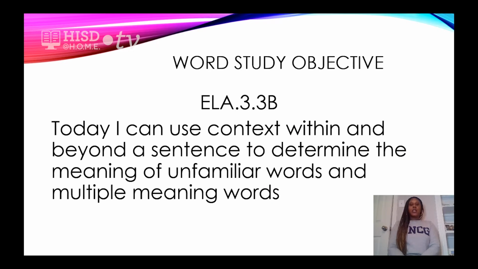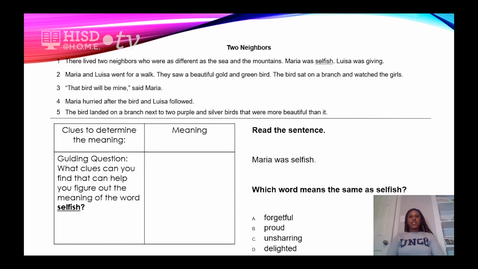Our word study objective comes from ELA 3.3b. Today I can use context within and beyond a sentence to determine the meaning of unfamiliar words and multiple meaning words. My first step is going to always be to read my selection.